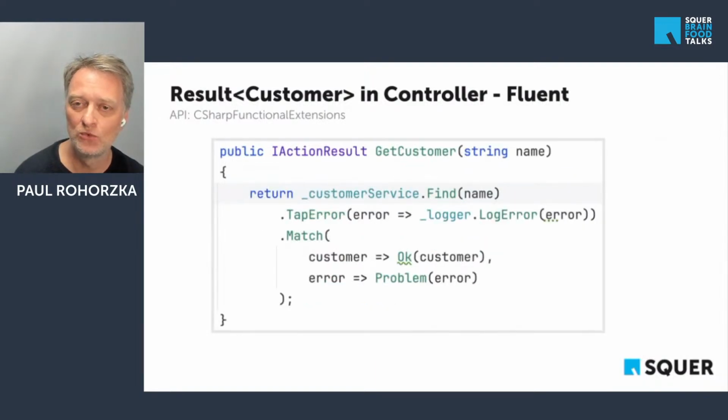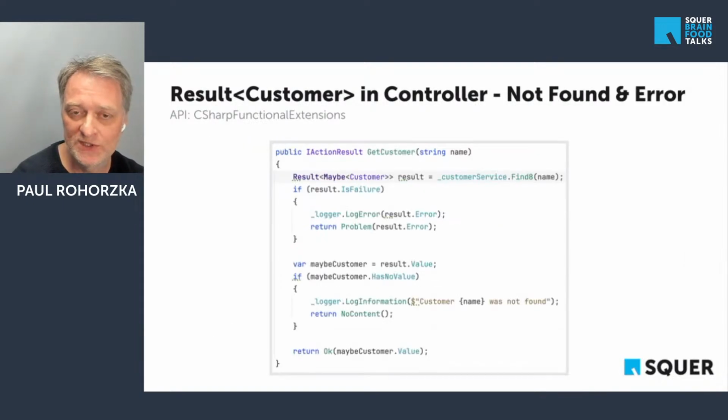But we can then use fluent extension methods to chain together the operations. And in that case, we could use a tap error method that is used when we are on the failure track, then we want to log something. And afterwards, we can then decide if we are on the success or on the failure track and either return an OK or a problem.